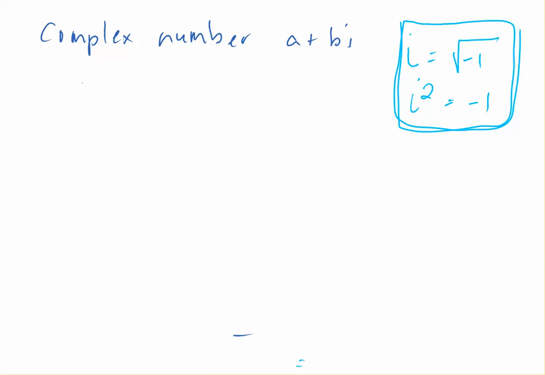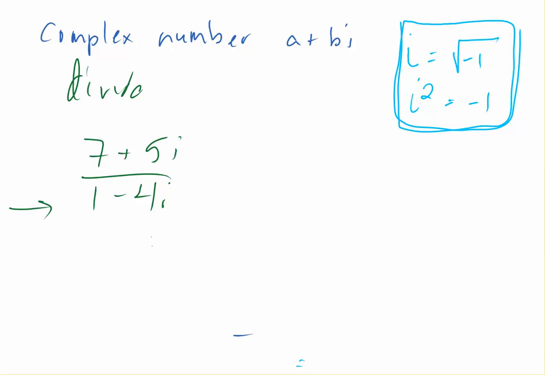You also need to divide these. And this is done very similarly to the square root division that I showed you in 4.5. So let's say we have 7 plus 5i over 1 minus 4i. Now we don't want imaginary numbers in the denominator, just like we don't want square roots in the denominator, so you do the same thing. You multiply times the opposite of it, 1 plus 4i on the top and the bottom.